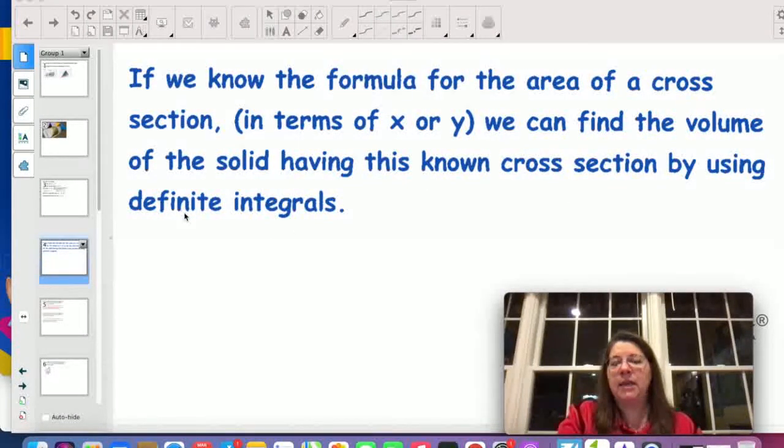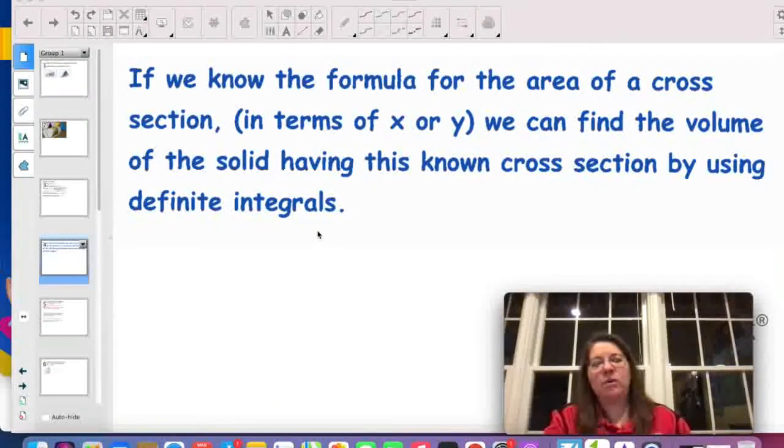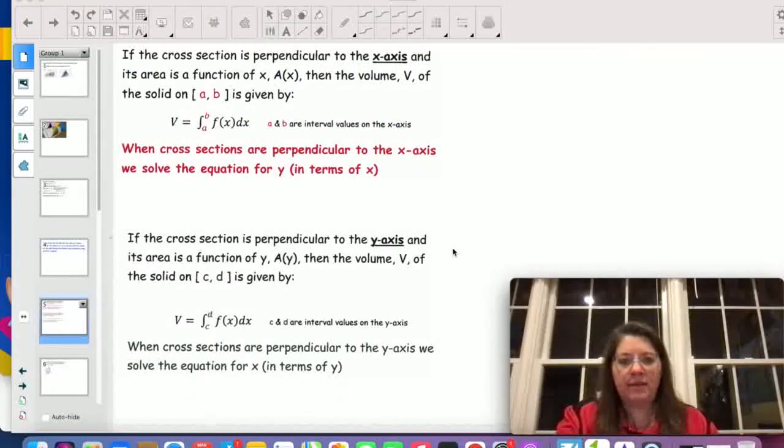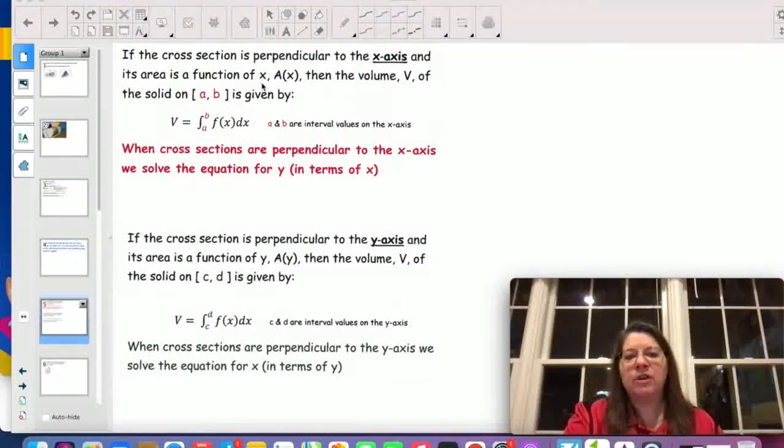And the intervals on those integrals are going to be based on the beginning and end of the axis that the cross section is perpendicular to. That'll make more sense in just a minute. So here's your basic setup for these. It says if the cross section is perpendicular to the x-axis and its area is a function of x, we can say that that's A of x.